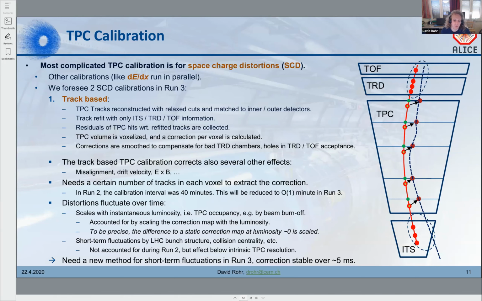But the bigger problem is that there's short-term fluctuations that come from the LHC bunch structure, that come from collision centrality and so forth. And this was not accounted for in run 2 at all, because it was not possible. But in run 3, these short-term fluctuations will be larger basically than the intrinsic TPC resolution. So we have to invent a new calibration method for that.